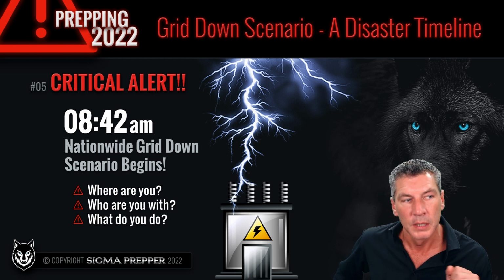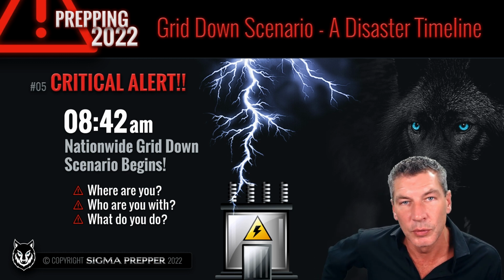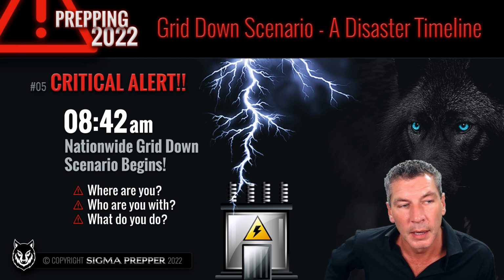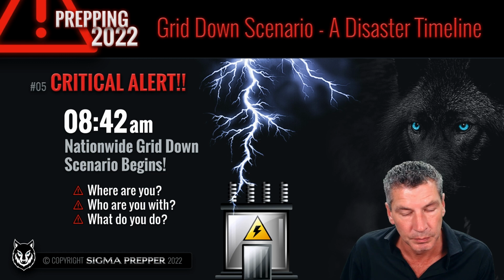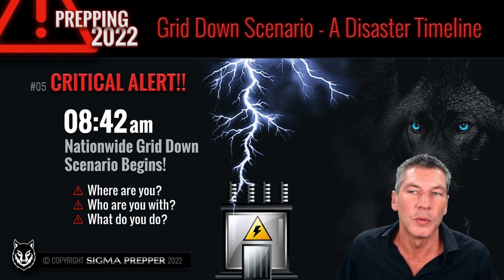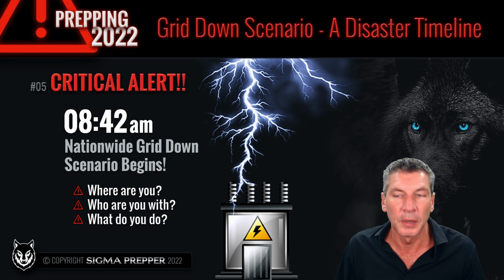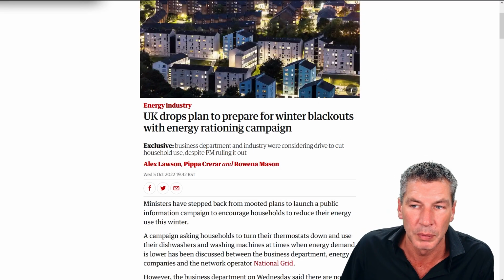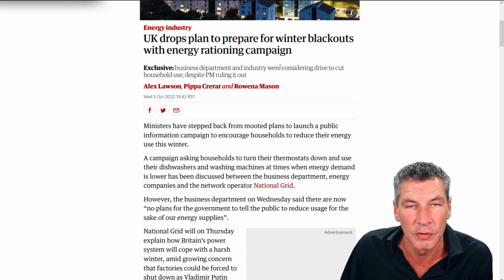Do you see? So we're going to base this at 8:42 a.m. The lights go out. Boom, that's it. Now, there's a bunch of reasons why this could happen. So what I think we'll look at today, there's a bunch of things that can cause a problem. Like the UK has got the plan here for the winter blackouts with an energy rationing campaign.